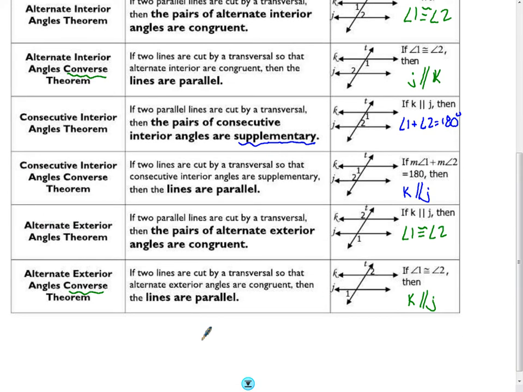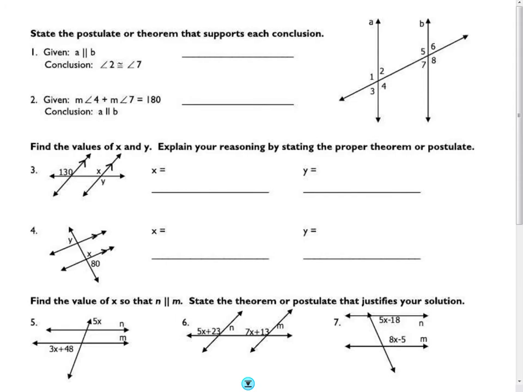So let's jump to the second page of the notes, where we're going to make sure to read the directions carefully in this lesson, because depending on what they're asking us to find or conclude, that determines whether we use the converse or the regular postulate and theorem. The directions say to state the postulate or theorem that supports each of the conclusions. So for number 1, they tell me that A and B are parallel.